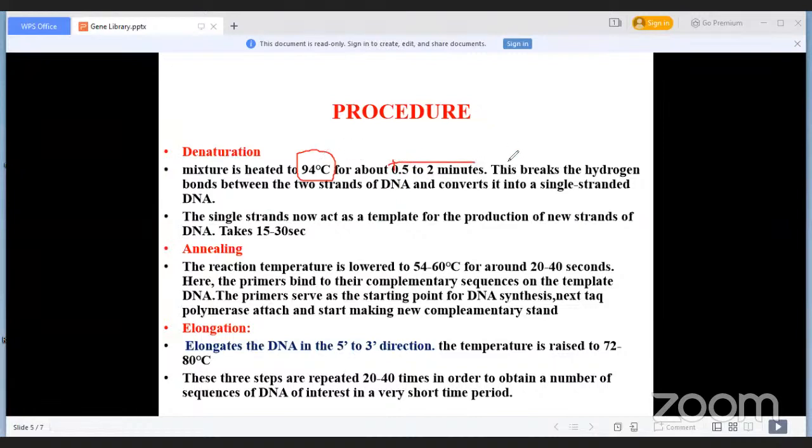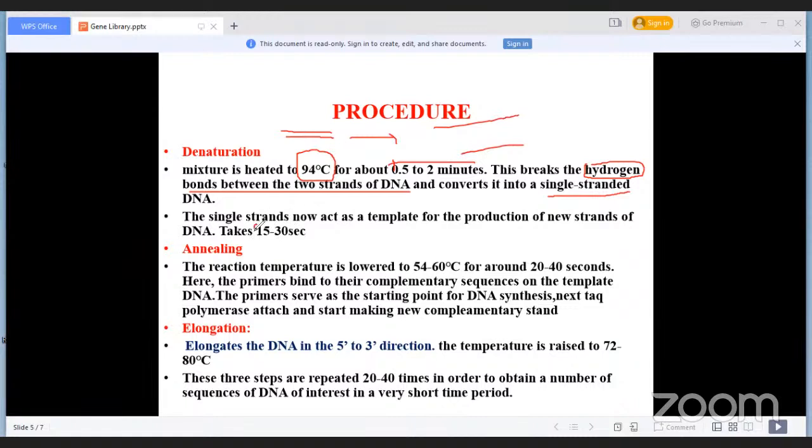Due to heat, the hydrogen bonds break. Where are the hydrogen bonds? The hydrogen bonds between the two strands of DNA. As a result, it converts into single-stranded DNA. This process is called denaturation. That means in denaturation, double-stranded DNA becomes single-stranded DNA. That's it.